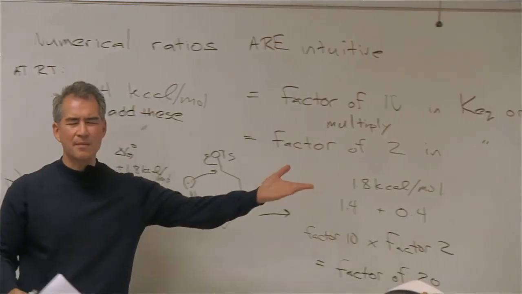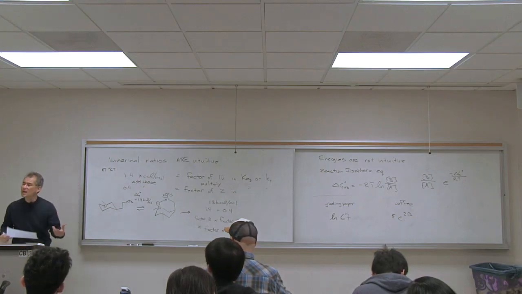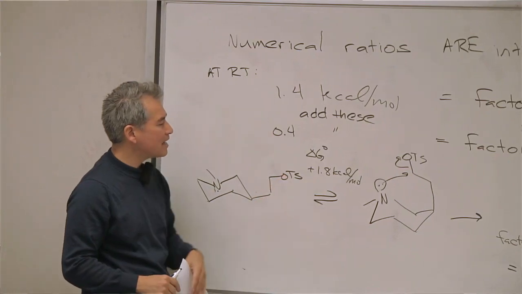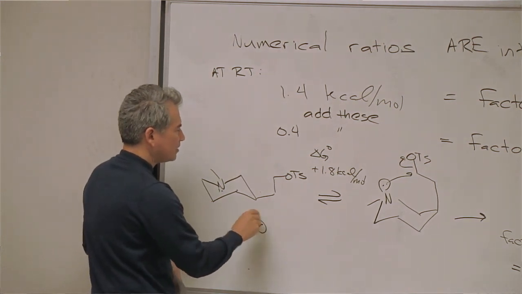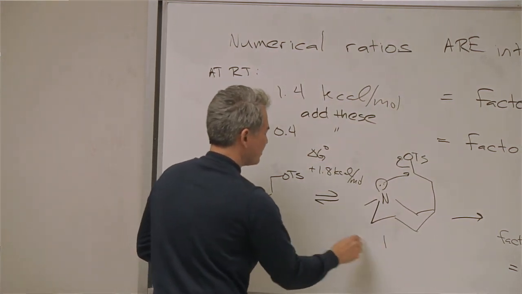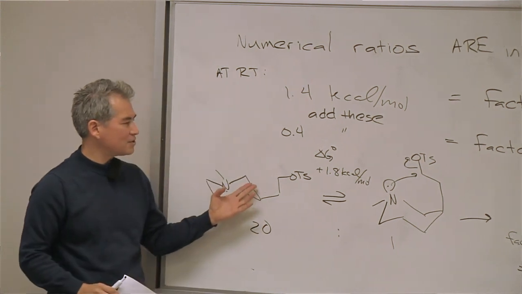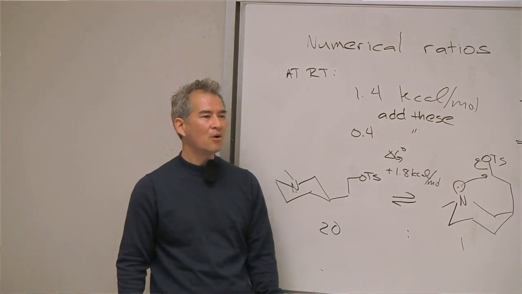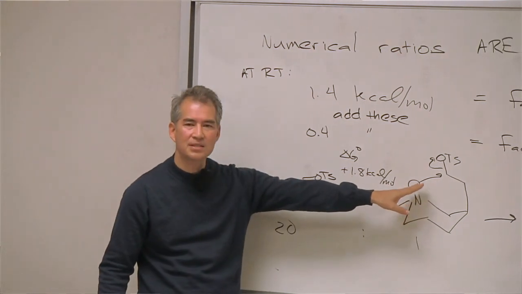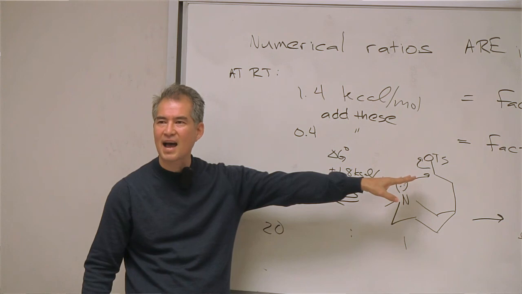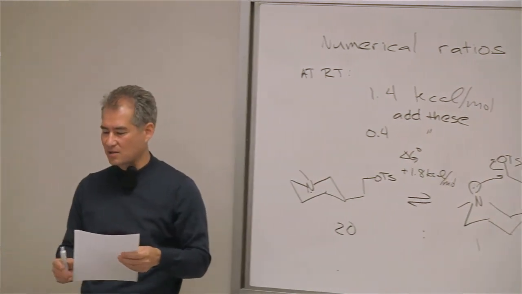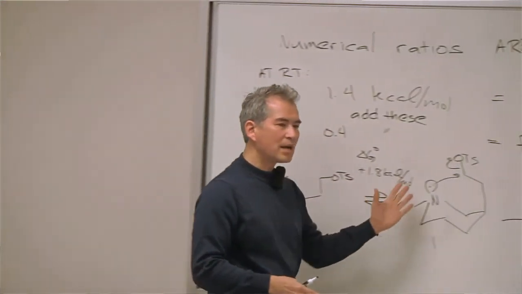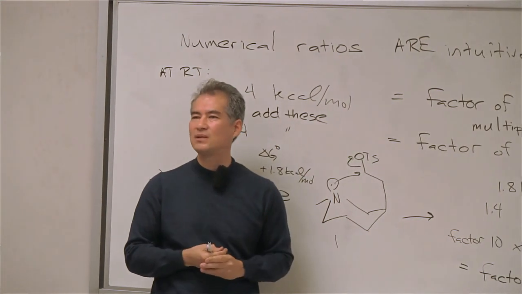So as soon as you hear the number 1.8 kcals per mole, or 2 kcals per mole, which is pretty similar, you ought to be thinking, wow, what's that? What that's telling me is that this thing is sitting in equilibrium and the ratio of the starting conformation versus this less stable axial conformation is about 20 to 1. Only one out of 20 molecules at any point in time exists in this conformation ready to attack, and so you're fighting that in this reaction. So whenever you see free energy numbers, I'd like you to convert them mentally into ratio numbers, because ratio numbers will be intuitive to you.